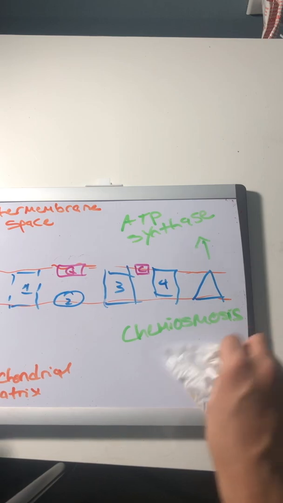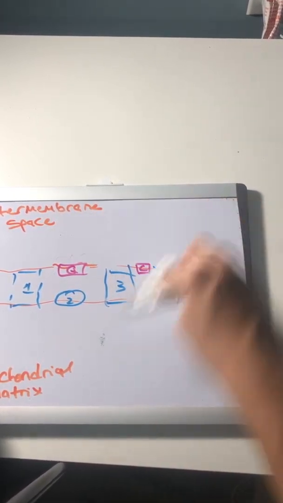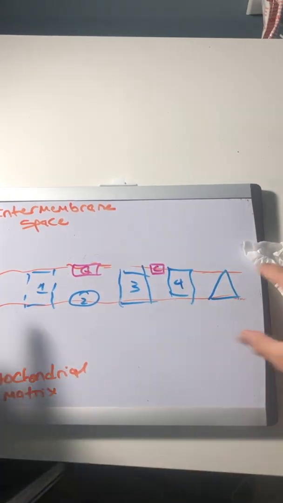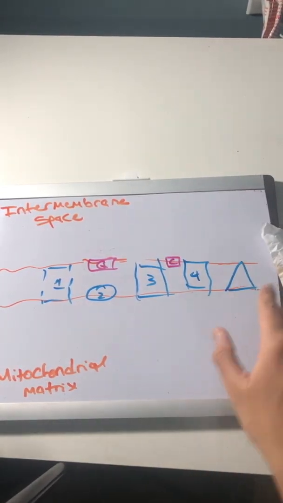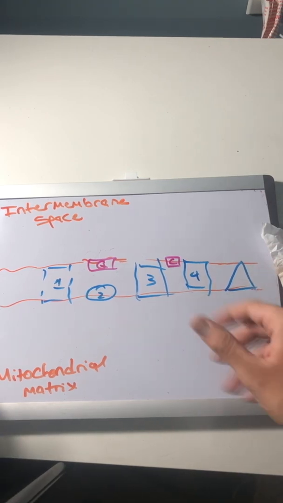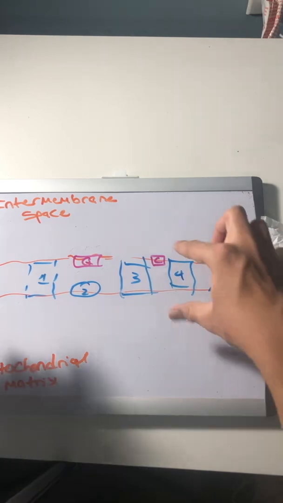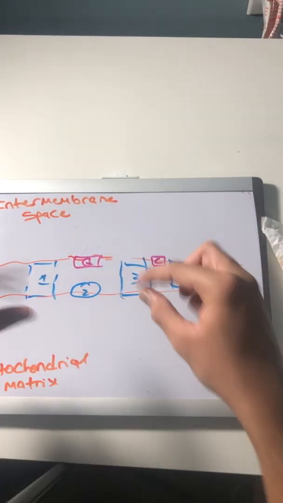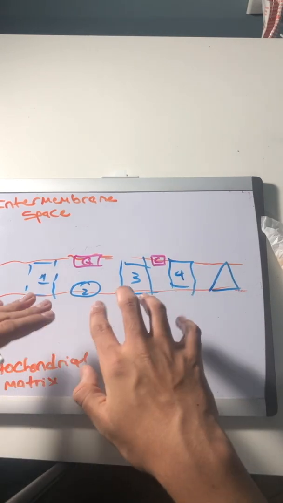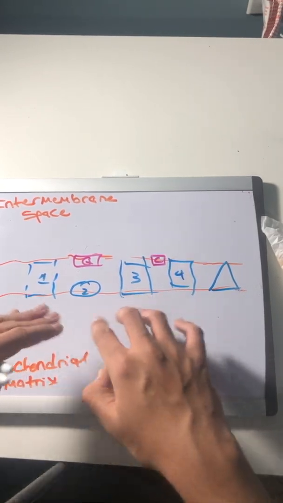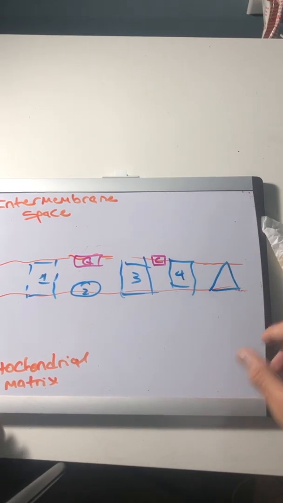So we have to separate this whole process of oxidative phosphorylation into two parts. The triangle part is called ATP synthase or chemiosmosis, and the rest of these complexes and mini complexes can be referred to as the electron transport chain or ETC. However, the whole process itself is called oxidative phosphorylation.